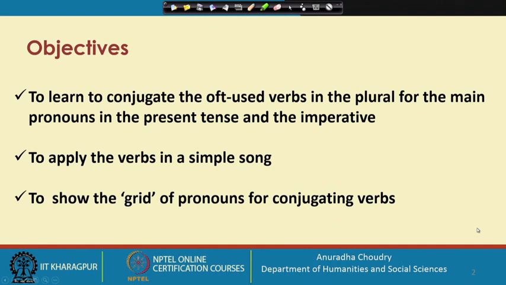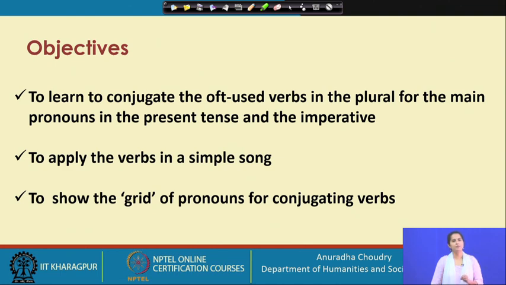So the objectives of this particular session are to learn to conjugate the oft used verbs in the plural for the main pronouns in the present tense and imperative. Then we will apply the verbs in a simple song that we've already looked at, but we'll bring it in the plural form. And then I will try and show to you the grid of pronouns for conjugating verbs. Sanskrit is a language which has several kinds of grids. The grid for the nouns and how they are declined, and then we also have the grid for the verbs. So once you see that, it becomes very easy for the mind to then compute and use the correct forms for the verbs.